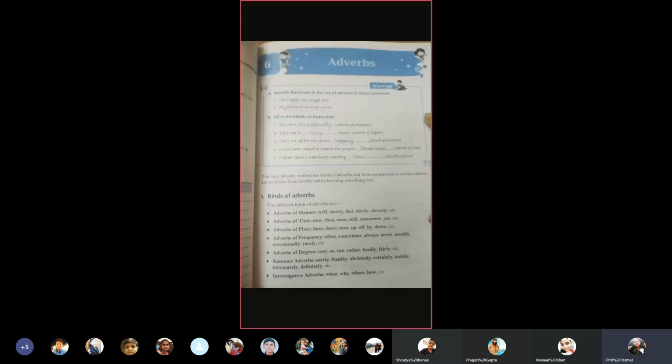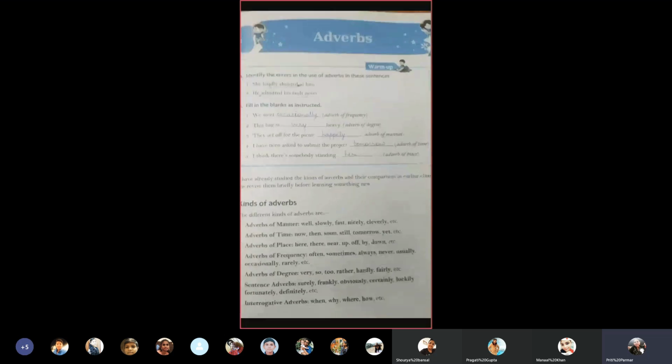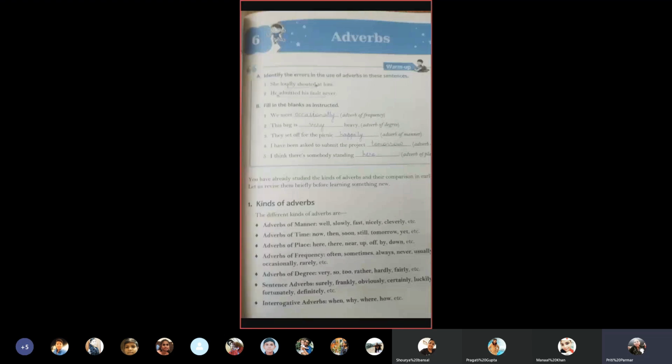Okay, so we begin adverbs today. Please sit with your grammar books, a pencil, and a copy, maybe just to note down if you find anything important. Otherwise, just keep listening. Now, adverbs, we all know that it adds something extra to the meaning of the word.